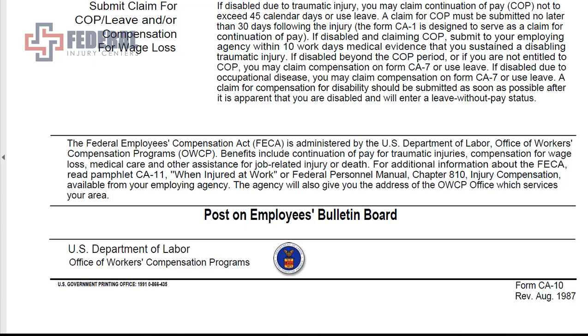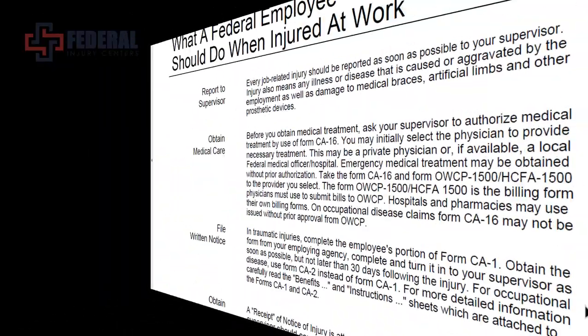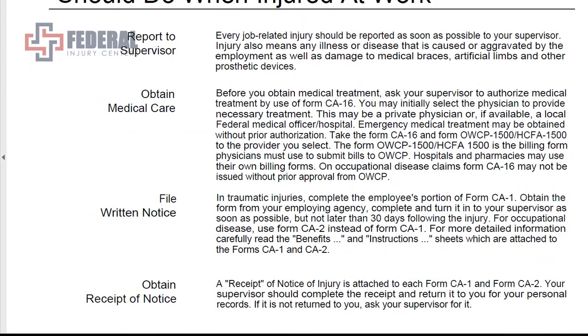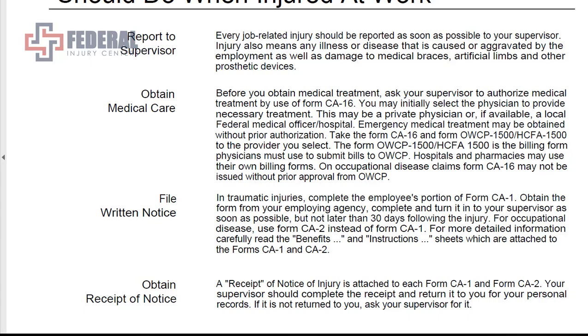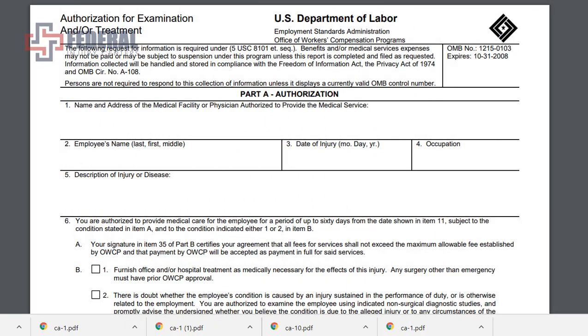Why is this form important? Because there's a little known right when it comes to CA1 injuries that you have. And that right is right here. Before you obtain medical care, ask your supervisor to authorize medical treatment by use of Form CA-16. What is Form CA-16? Form CA-16 is officially called Authorization for Examination and/or Treatment. So why do you want this? Let's not conjecture about it. Let's see what the form says about itself.